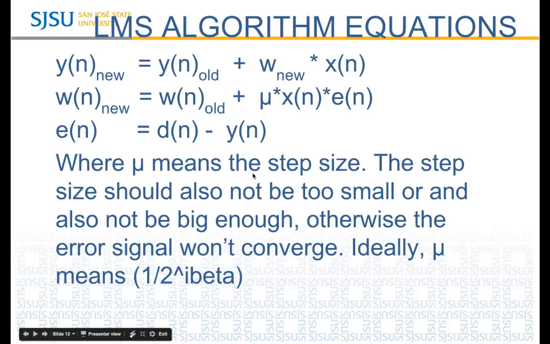Here mu stands for the step size. The step size should not be too small or too big, otherwise the error signal won't converge. Ideally, mu is 1 by 2 raised to the power beta.